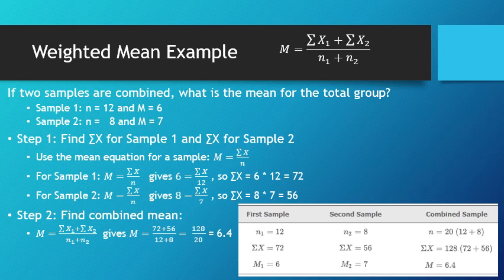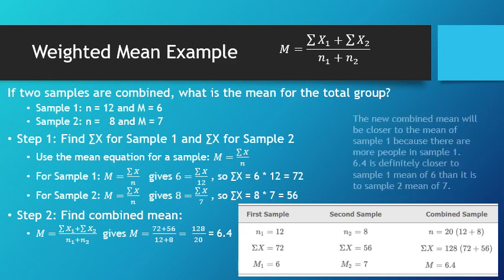So here's a nice table to put your data into. Notice the first sample, here's all the information you need. The second sample, the information you need. And then the combined sample, how it was obtained.